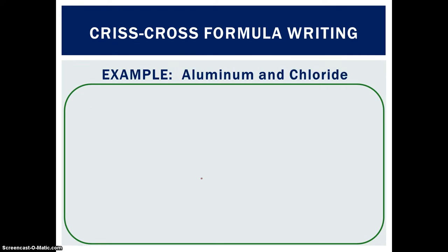Let's do one more. I have aluminum and chloride. Aluminum, I know from its position on the periodic table, is a plus 3 charge. Chlorine, I know from its position on the periodic table, is a minus 1 charge. We don't normally write the 1, but for the purposes of writing the formula, I think it helps.